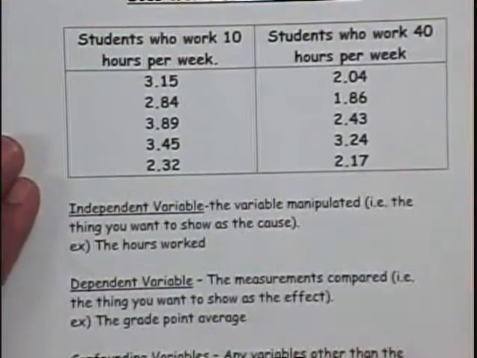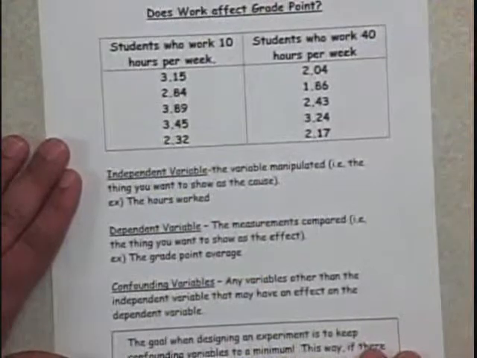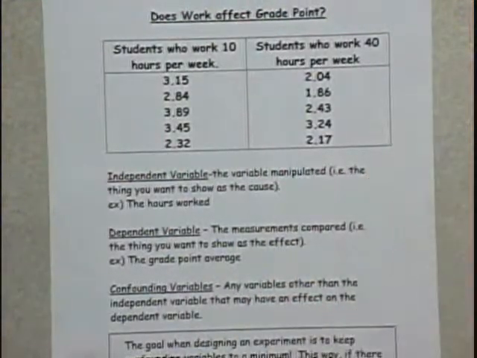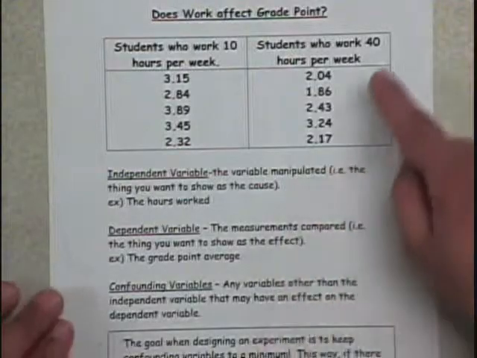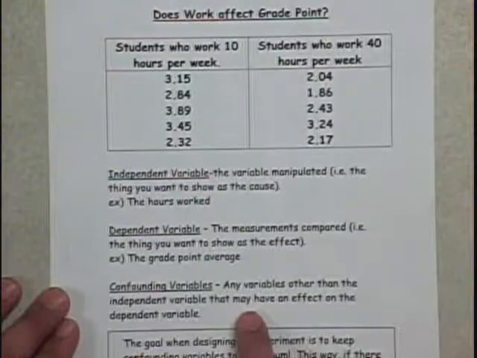And then there's one other type of variable, and they call it a confounding variable. A confounding variable is any other variable that might affect the grade point average besides the independent variable. So this could be the classes that the students take, the teachers that teach those classes, anything that would affect their grade point average other than the number of hours that they work would be confounding variables.